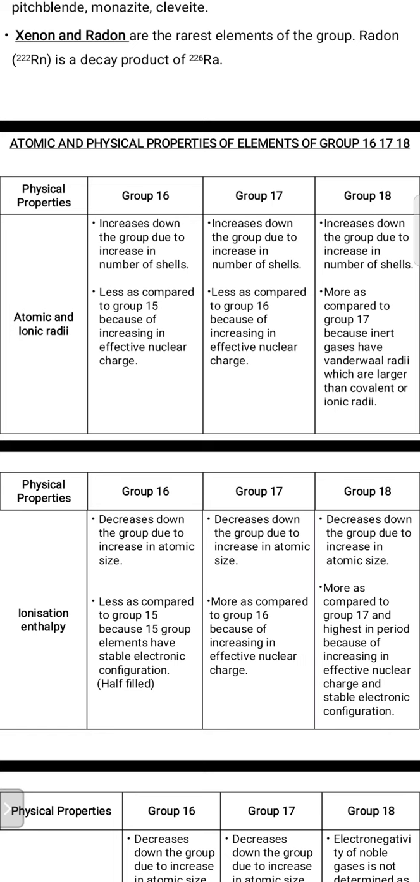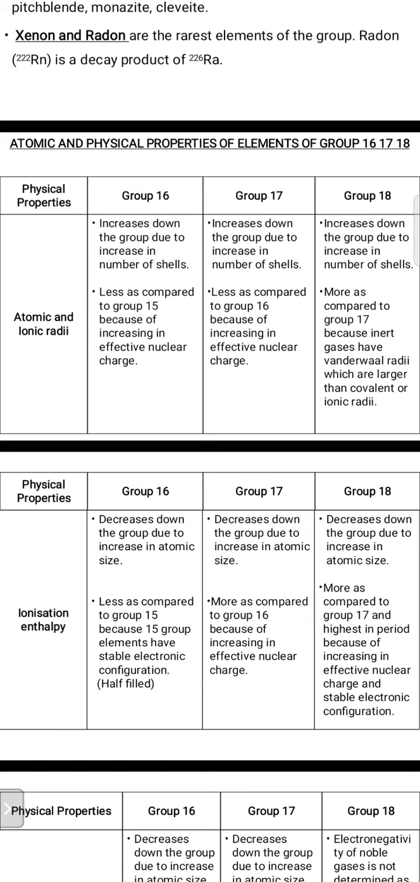You know, what do you mean by atomic radii? It is the internuclear distance from the center of the nucleus to the outermost shell, that is called atomic radii. And about the ionic radii, that is the same, the internuclear distance from the center of the nucleus up to the outermost shell of the ion, that is ionic radii.